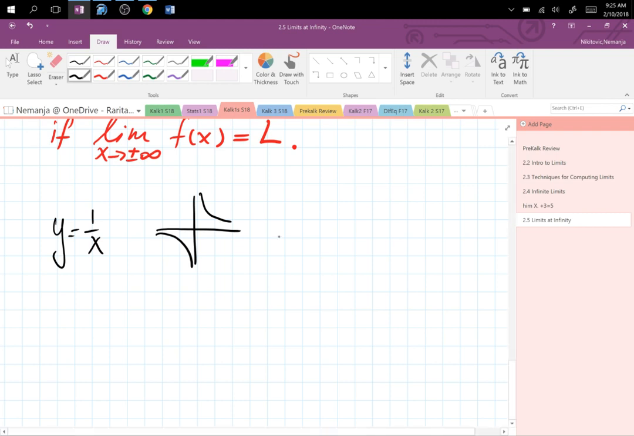Now, if I take a look at the limit as x goes to positive infinity of 1 over x, well, positive infinity is to the right, and you see that the y value falls off as you are moving along, giving you 0 as the answer. Now, it is very important to understand this concept, because the concept helps us with understanding division.